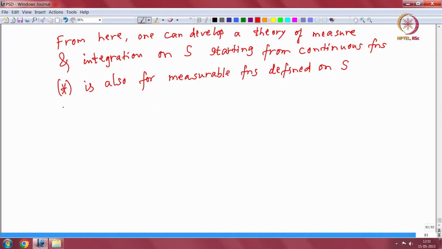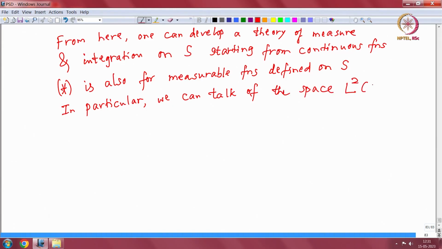So in particular, we can talk of the space L2(S), similar to the L2 space on Euclidean spaces. With respect to surface measure, these are the class of all measurable functions defined on S which are square integrable.